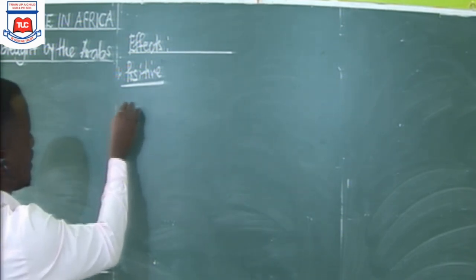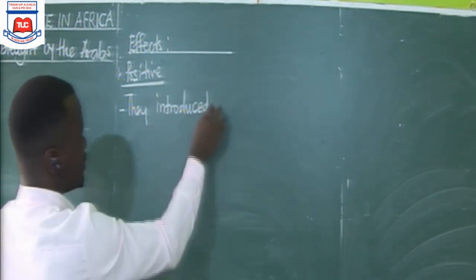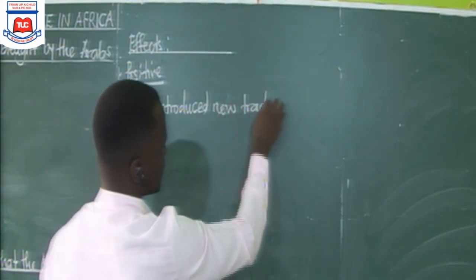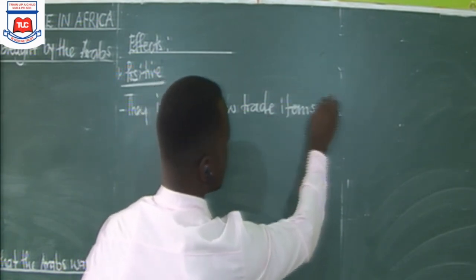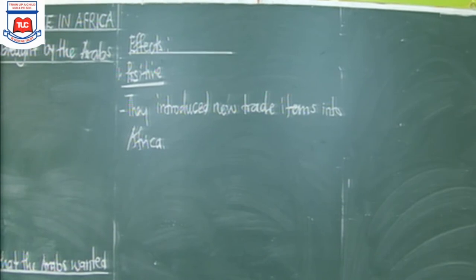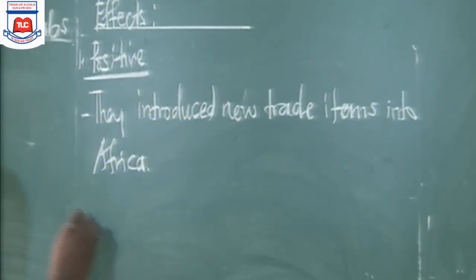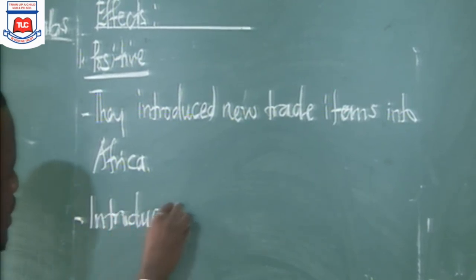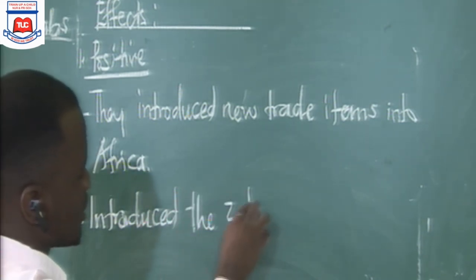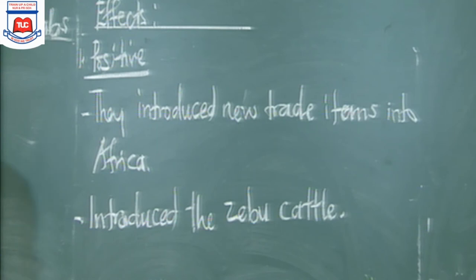One, we shall say that the Arabs introduced new trade items into Africa, which means that before they came, Africa didn't have some of these items, like the guns, mirrors, clothes, and the rest. Then two, apart from introducing new trade items, the Arabs also introduced what we call the zebu cattle. Remember when we were writing about the changes that the foreigners brought, we talked about foreign cattle being introduced to Africa. Those ones were introduced by the Arabs.